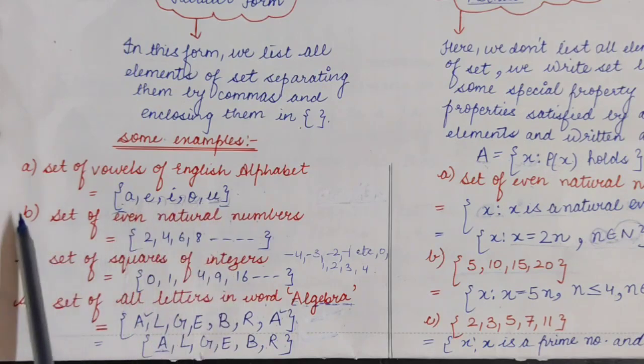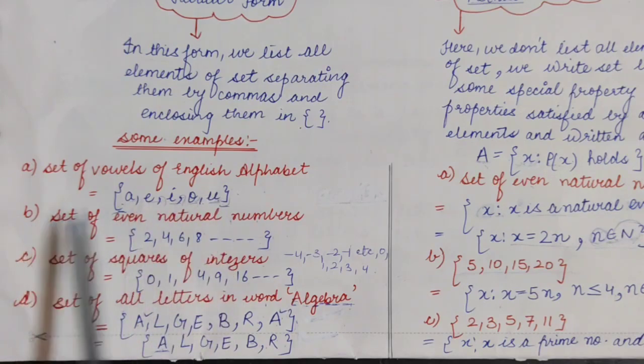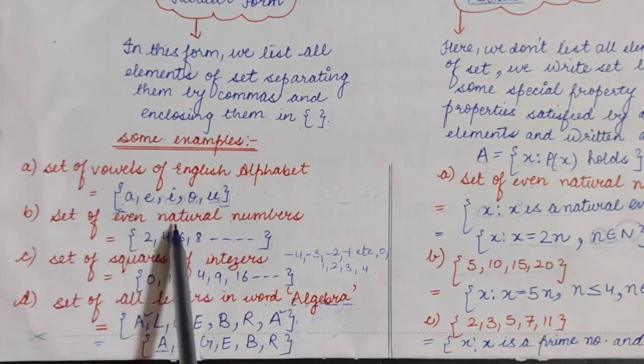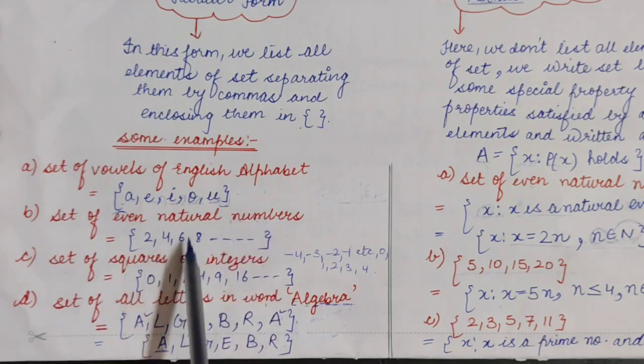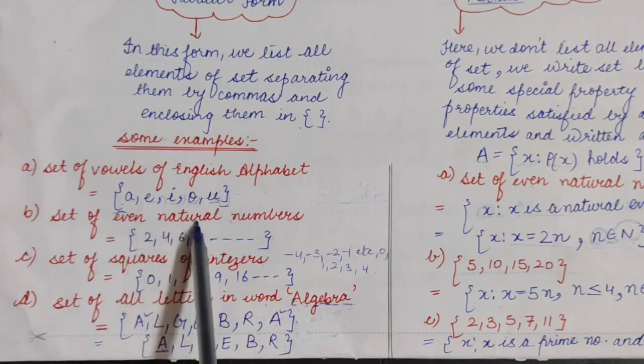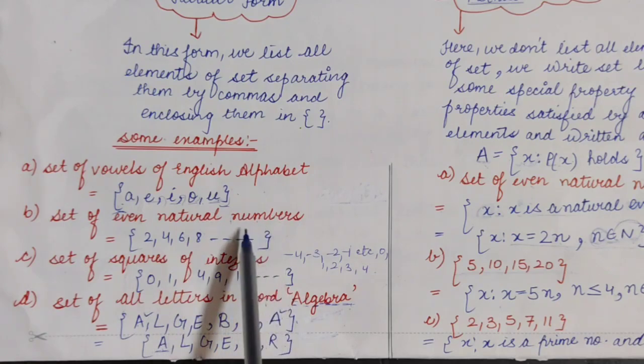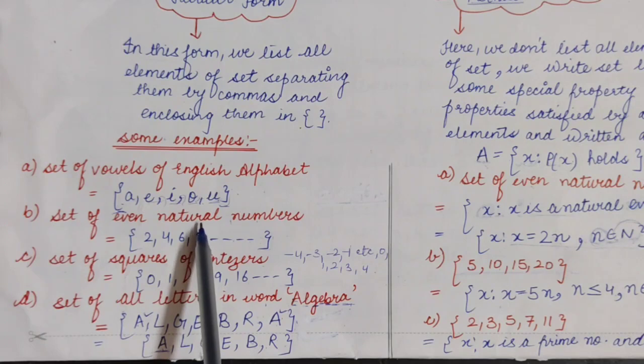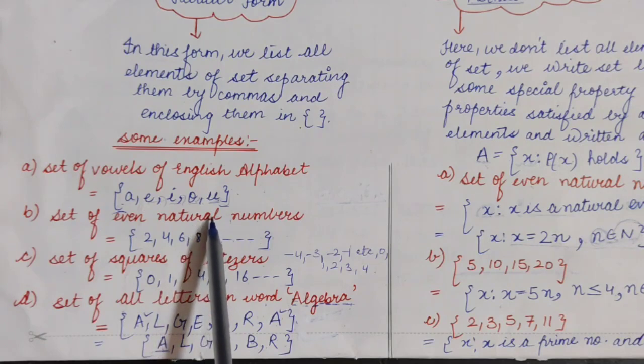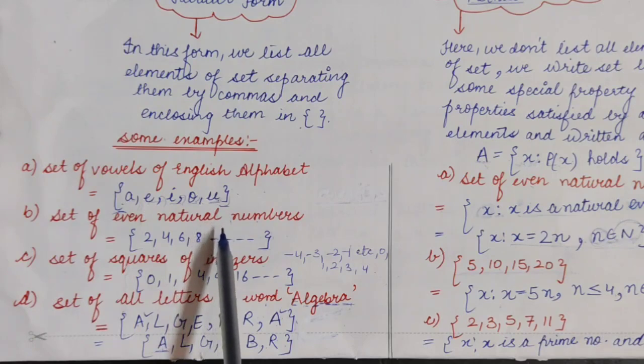Fine. Now our second example is set of the even natural numbers. As we know, natural numbers start from 1. But they are asking for even natural numbers. It means we have to take those numbers which are divisible by 2. So what will we take here? 2, 4, 6, 8, 10, 12 and so on.